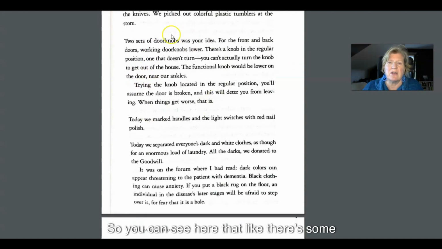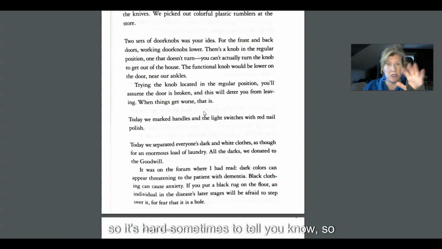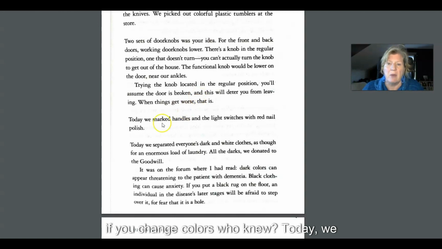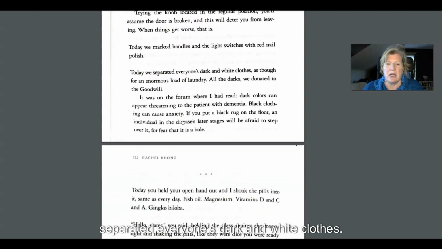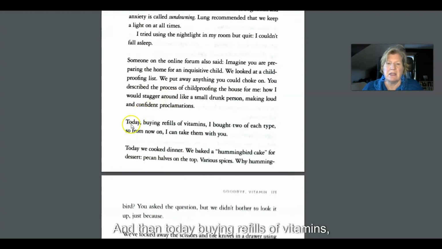So you can see here that there's some expansion on one story, but then we have, today we marked handles and the light switches with red nail polish, because with people with dementia, the depth perception of things gets thrown off a little bit. So it's hard sometimes to tell, so if you change colors, who knew? Today we separated everyone's dark and white clothes. Today you held your open hand out and I shook the pills into it. And then today, buying refills of vitamins, I bought two of each type. So from now on, I can take them with you.